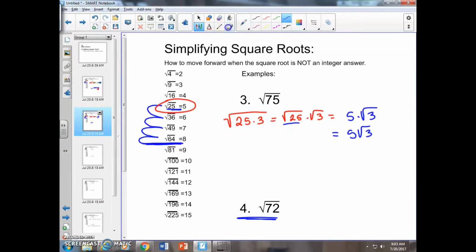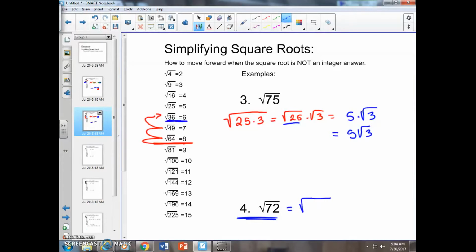72, the next problem, is a very interesting problem because there are, on the list, several numbers that will go into it. As it's written, 72 goes right there. And this is why I'm going to try to teach you to go back up the list. Will 64 go into it? No. 49 won't. But right there, 36 will go into it.